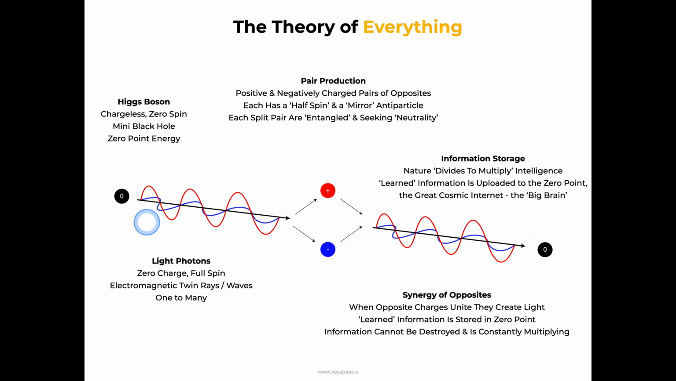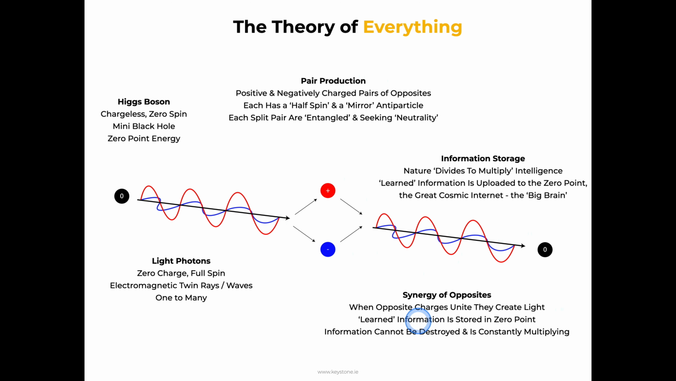Step 1, 0 point, Higgs boson. Photons of light, step 2. Pair production, step 3. So the twin ray has become a pair. Step 4 is a synergy of opposites. Here we have a creation of opposites, which science calls pair production. Here we have a synergy of opposites. When opposite charges unite, they create light.